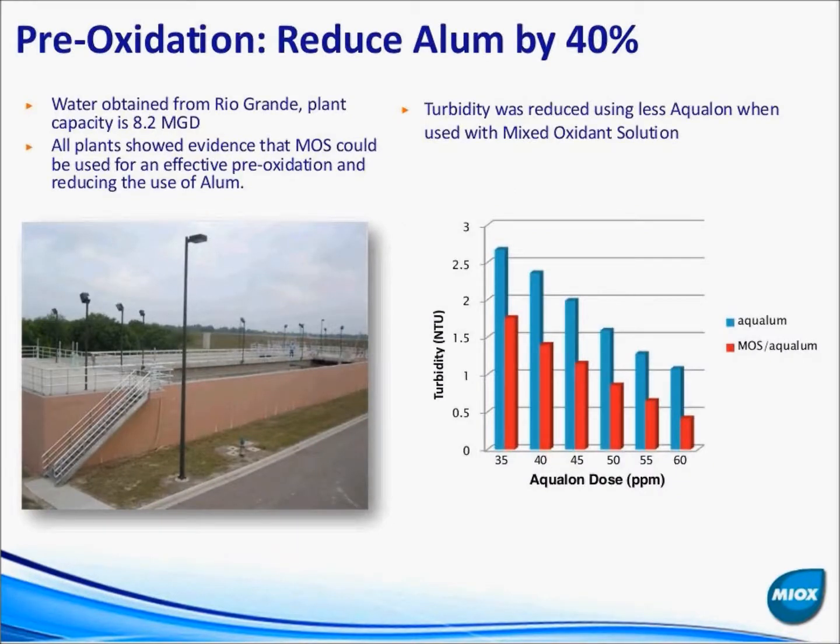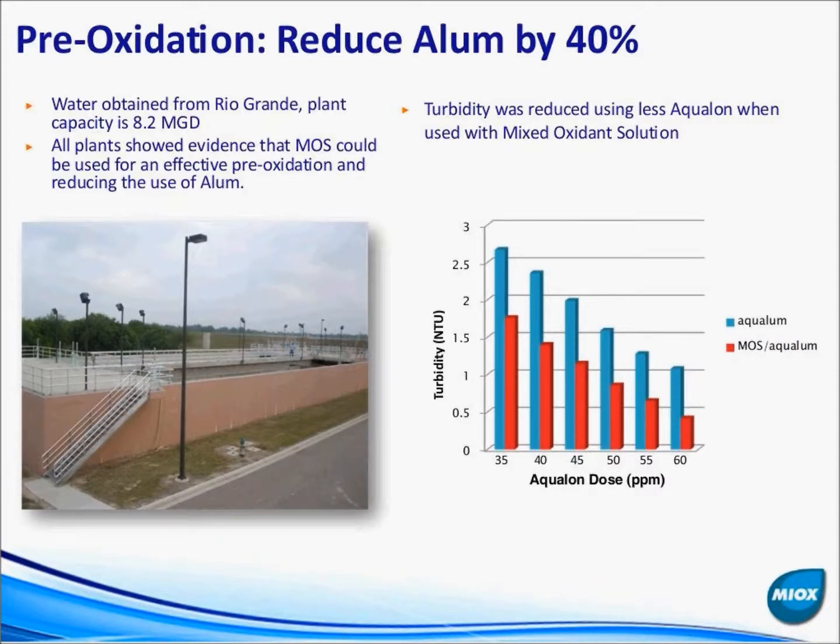So this has a couple of big benefits. First of all, if this effect occurs, and it actually occurs in a surprising amount of sources that we've looked at, it can do 2 things. First of all, it can greatly enhance your TOC and your DOC reduction, which means you have fewer organics with which to react with chlorine downstream and form disinfection byproducts. The second thing that it can do is reduce your coagulant usage. And it's not entirely unusual to see things like alum be reduced by 40%.